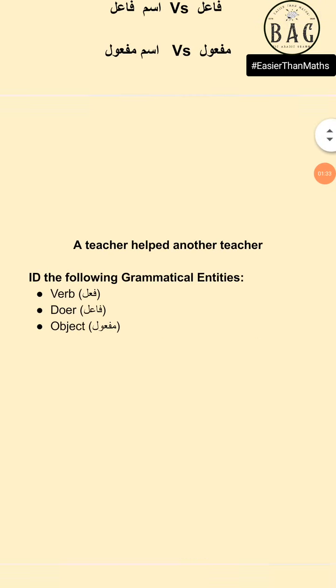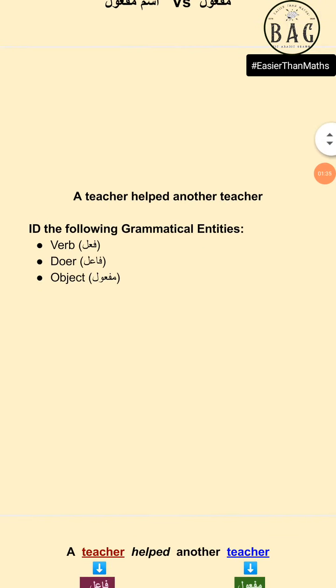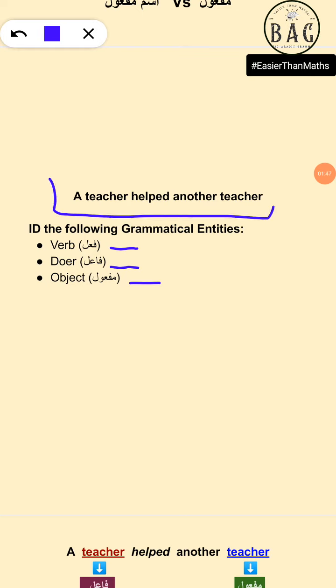And we have our sample sentence in English. Okay, now I want you to pause the screen and identify the verb, the doer, and the object from this sample sentence. Okay, pause the screen, give it 5 seconds or so, and then play the video again.